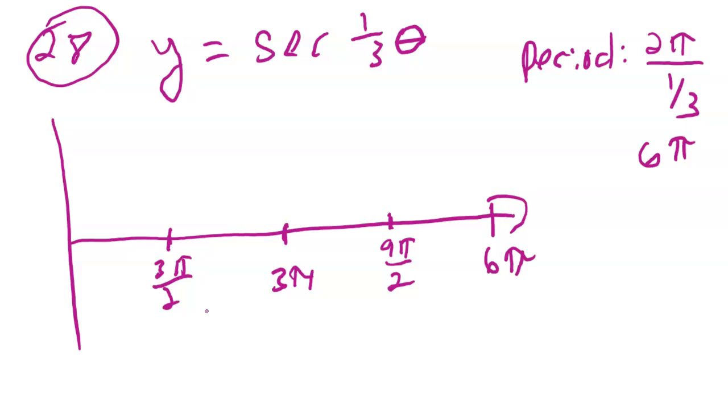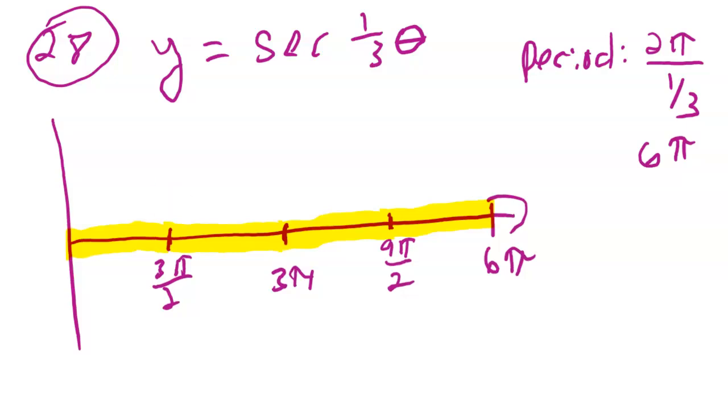You're basically counting by 3 pi over 2. So this region here is 3 pi over 2. Add another 3 pi over 2, that gives you 6 pi over 2. Add another 3 pi over 2, that gives you 9 pi over 2. Add another 3 pi over 2, that gives you 12 pi over 2, which is just 6 pi.